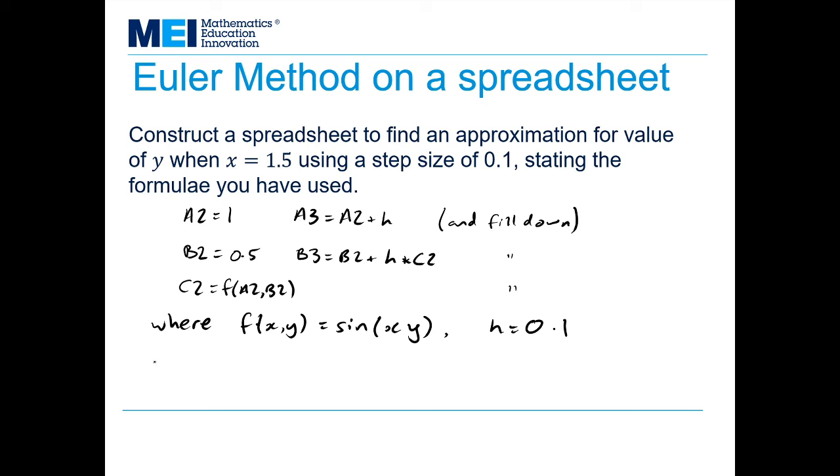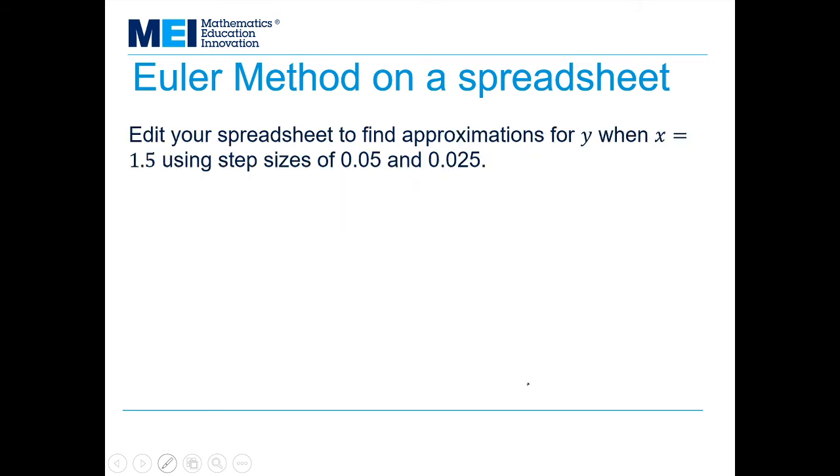And then I need to write down my approximate value. So at x = 1.5, I had the value y = 0.83414, and that was to 5 decimal places. Now the next part of the question has asked me to edit my spreadsheet to find approximations for y when x is 1.5 using step sizes of 0.05 and 0.025.